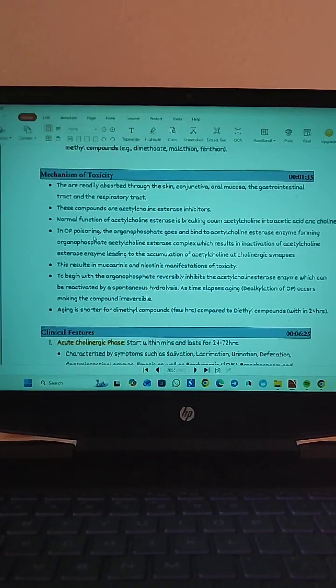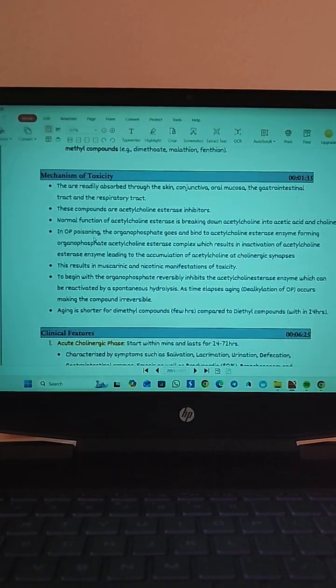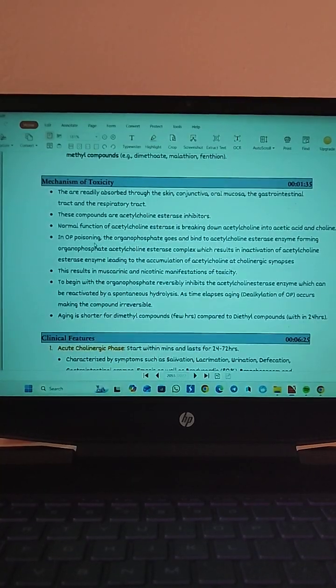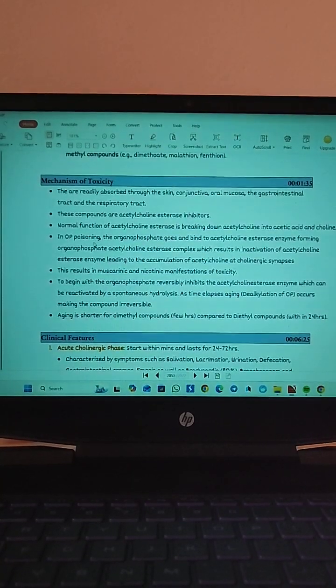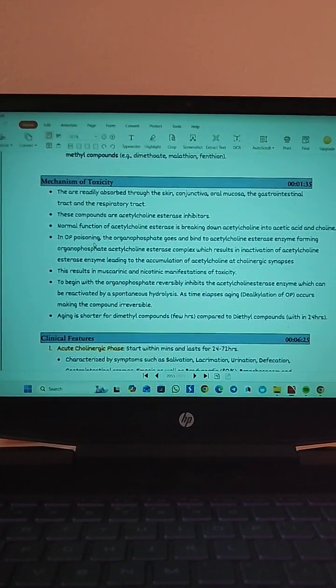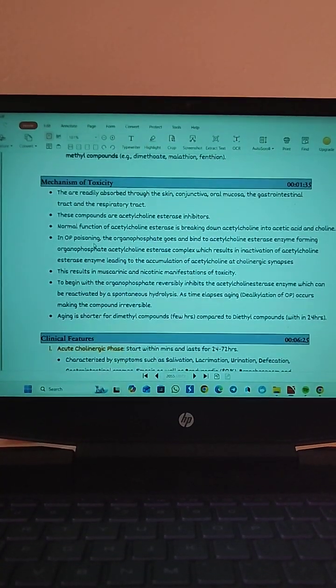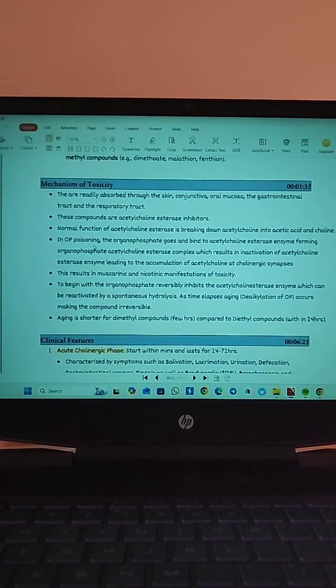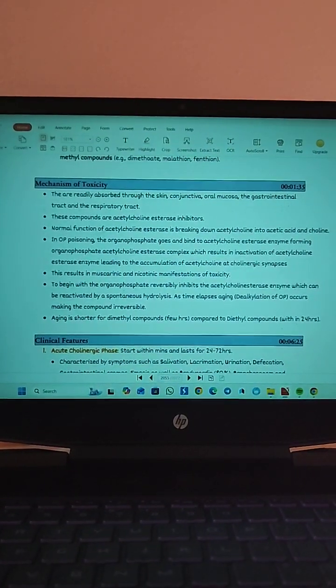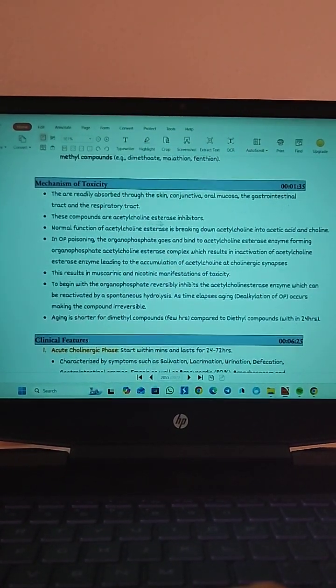So next is the mechanism of toxicity. Mainly these organophosphorus compounds are readily absorbed through the skin, conjunctiva, mucosa, gastrointestinal and respiratory tract. After being absorption, these compounds are acetylcholinesterase enzyme inhibitors.